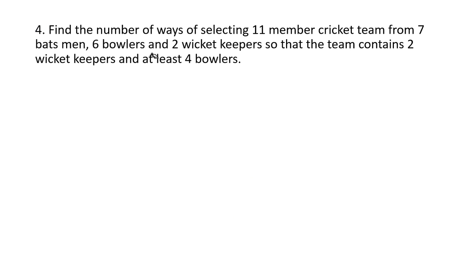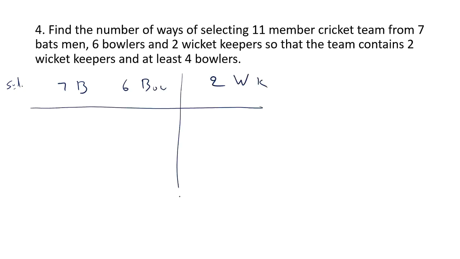Next we have this problem. Find the number of ways of selecting 11-member cricket team from 7 batsmen, 6 bowlers and 2 wicket keepers, so that the team always contains 2 wicket keepers and at least 4 bowlers. So first let us write down the information that we have. So we have 7 batsmen and 6 bowlers and 2 wicket keepers. Now we have to form a cricket team consisting of 11 people, so that it always contains exactly 2 wicket keepers and at least 4 bowlers.